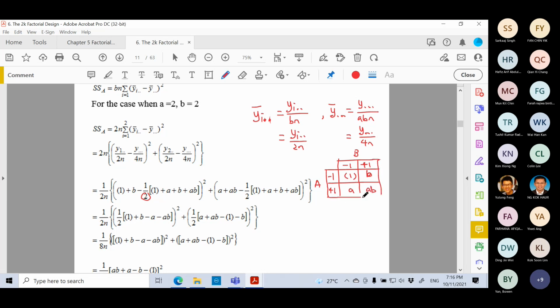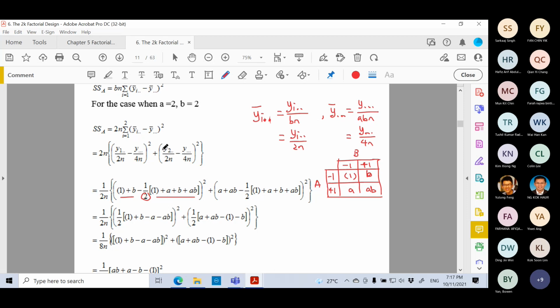I have it in here so that I can explain to you that y1 dot dot means the total under the first one. The 1 dot dot means the total here, the total at the low level. 1 is at the low level, so you have a 1 plus b here. So the y triple dot is the overall total. The overall total will be given by this thing.